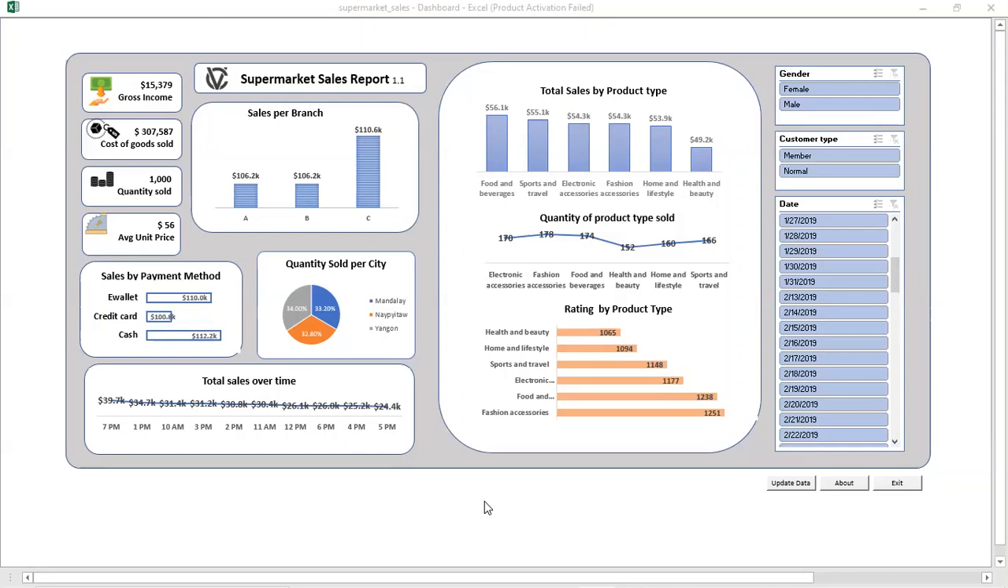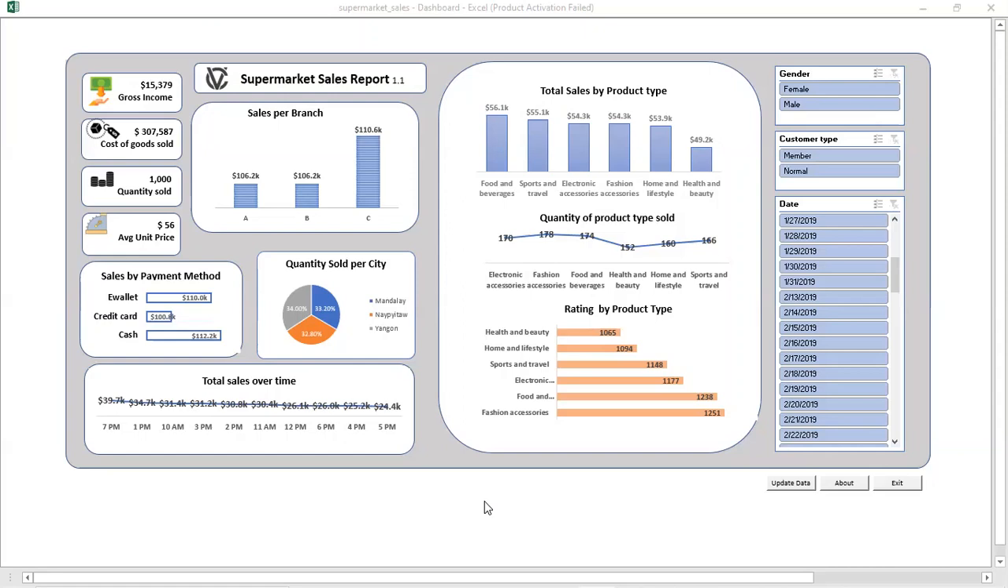As you can see, it's pretty simple. On the left-hand side, you can see the tabs where you have the gross income, the cost of goods sold, the quantity of goods sold, and the average unit price. These are in dollars, except for the quantity of goods sold, which is an absolute number. And as a sales report, the indicators are all compared against sales. You can see the sales per branch, sales by payment method, sales per city.